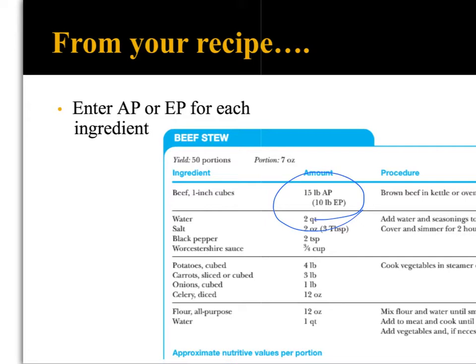But not for the potatoes, carrots, onions, or celery. You'll have to purchase or requisition more than the amounts required based on the yield for each of these vegetables.